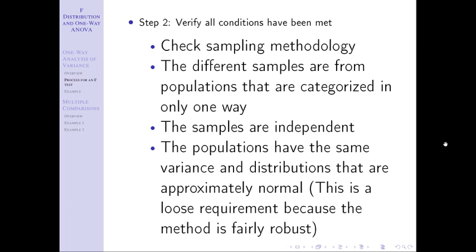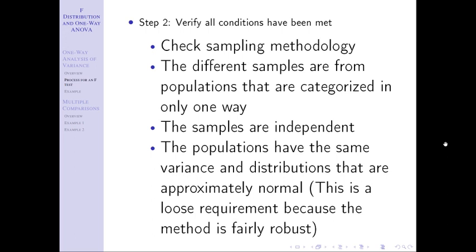And the last one's kind of the main mathematical assumption. We need the populations to have the same variance, and we need distributions that are approximately normal. Okay, so it's actually two things. You can break that down to populations of the same variance and distributions that are approximately normal. I put them together because this is a loose requirement. The method is fairly robust.